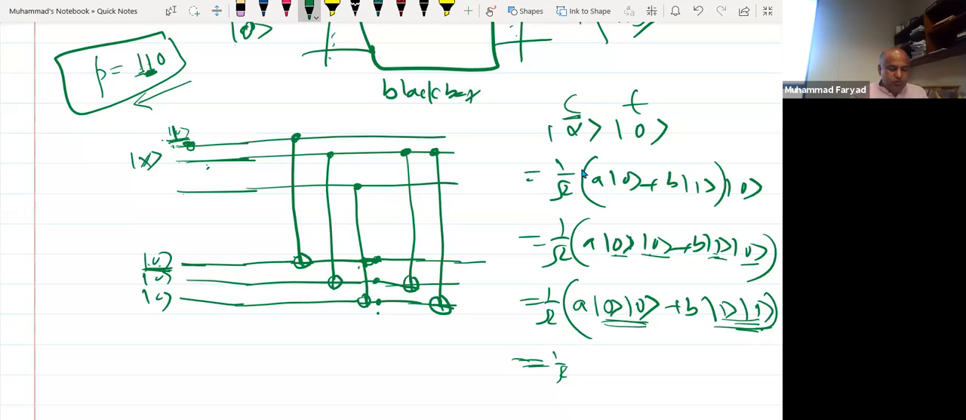So this is how you can implement this Simon Oracle. And you can actually check by working out for each of the inputs that we do get the output that we want.